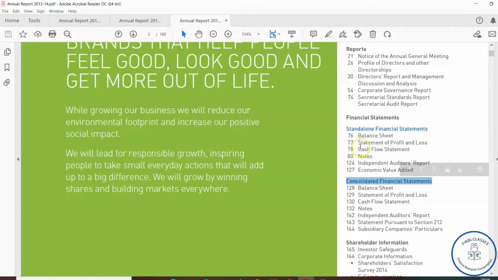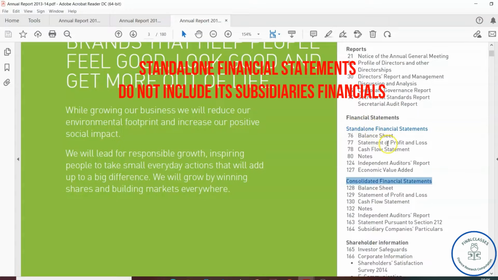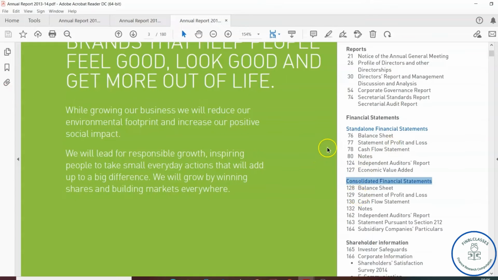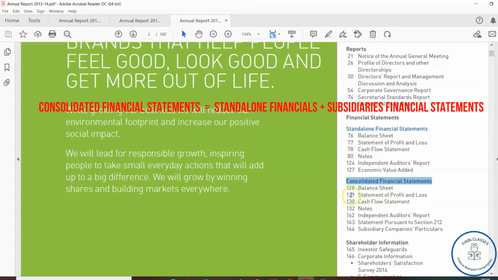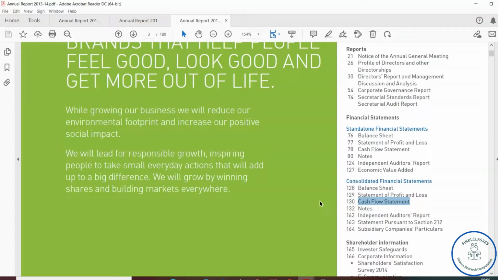The standalone financial statement represents that the company has only standalone numbers. What does that mean? It means that it does not include any subsidiaries' financials. If the company has subsidiaries, no subsidiary financial variables will be included in the standalone financial statements. The consolidated financial statements will include the standalone financial statement and its subsidiaries' financial statements. This is the basic thing that is seen in the accounting standard itself, right? So we are more concerned with the consolidated financial statements.